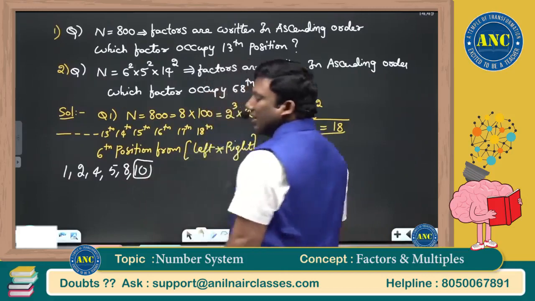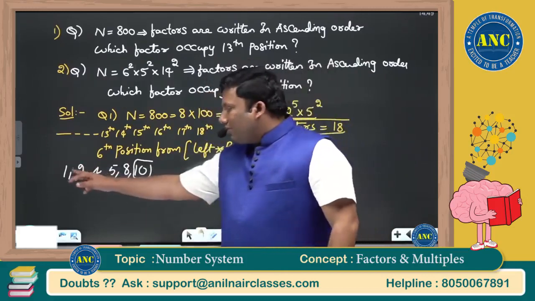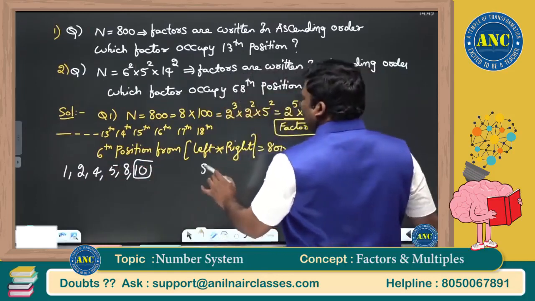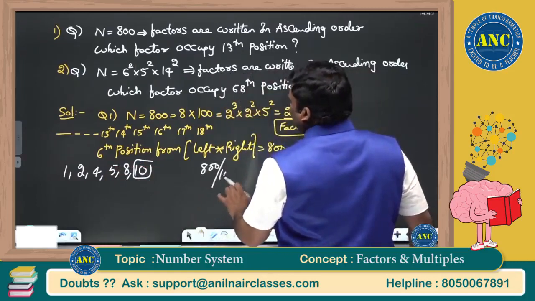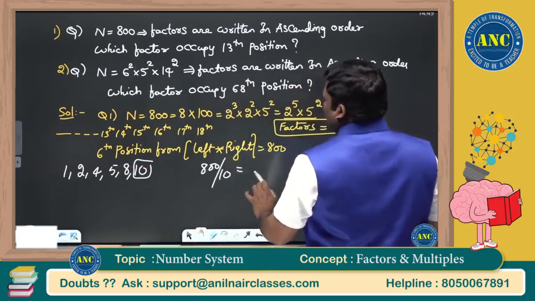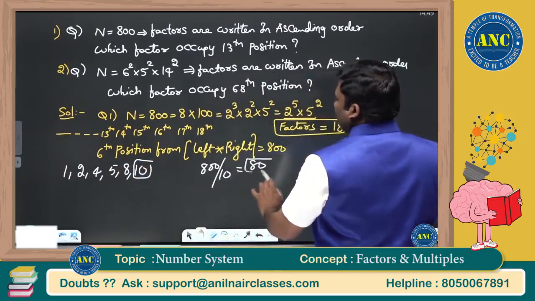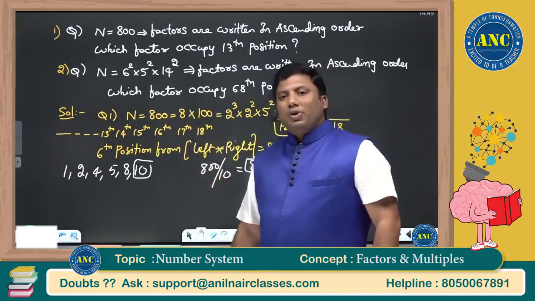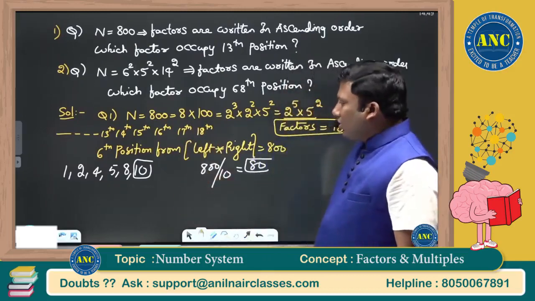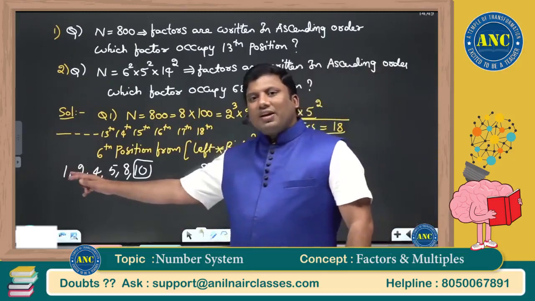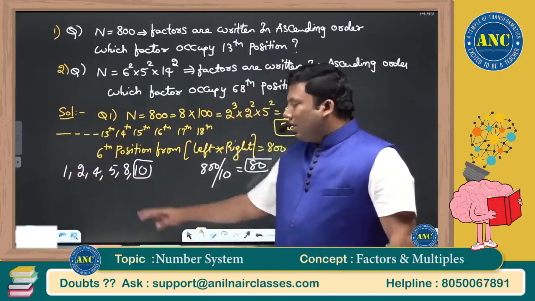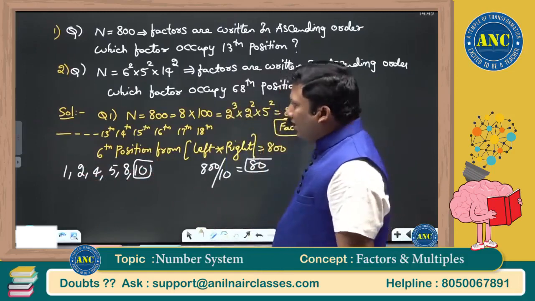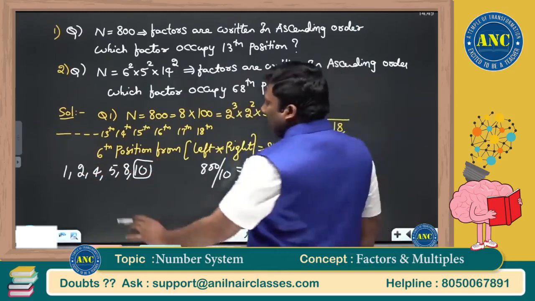If the factors are written in ascending order, first, second, third, fourth, fifth, sixth. So 800 by 10, the 13th factor is given by 8. 13th position from left is nothing but 6th position from the right. If the factors are written in ascending order, 1, 2, 4, 5, 8, 10. 6th position from the left will be 10. I hope question number 1 is clear.